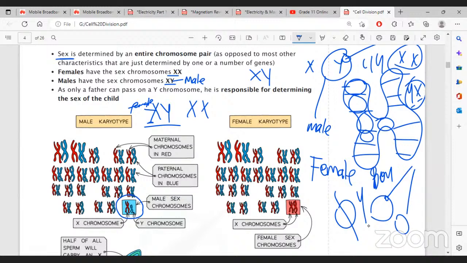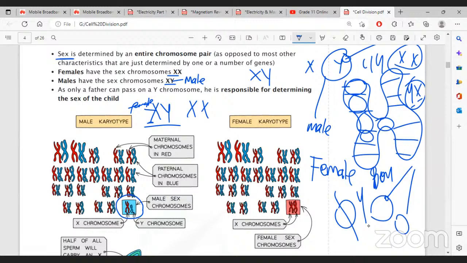Is that clear? Now, an image of chromosomes is called a karyotype. So this is a male karyotype because it has got a Y chromosome. How can you tell that this is a male karyotype and this is a female karyotype?